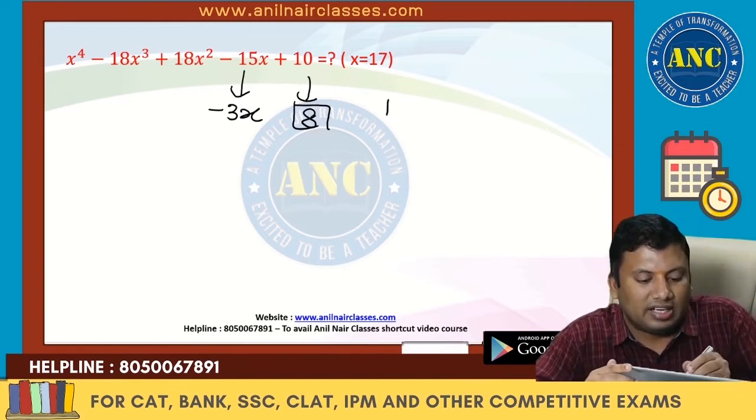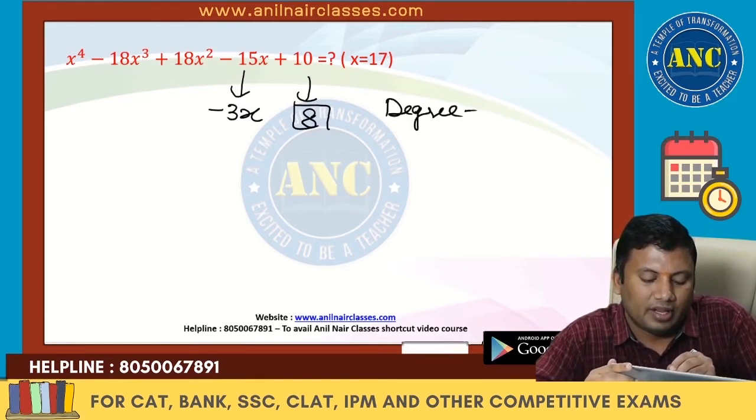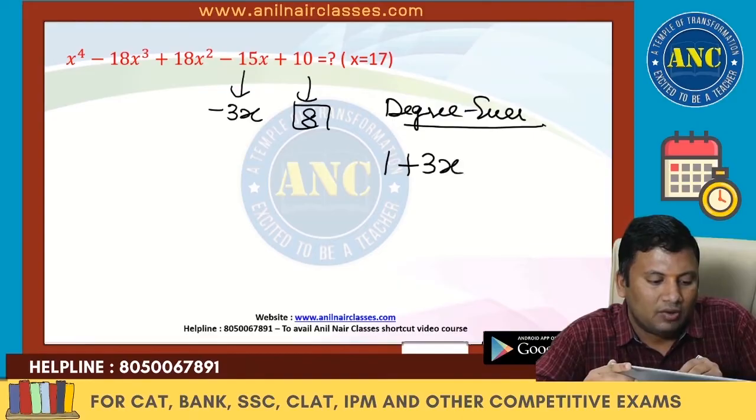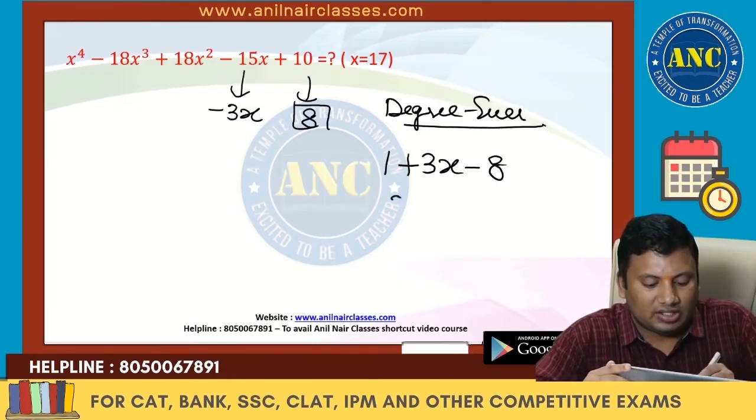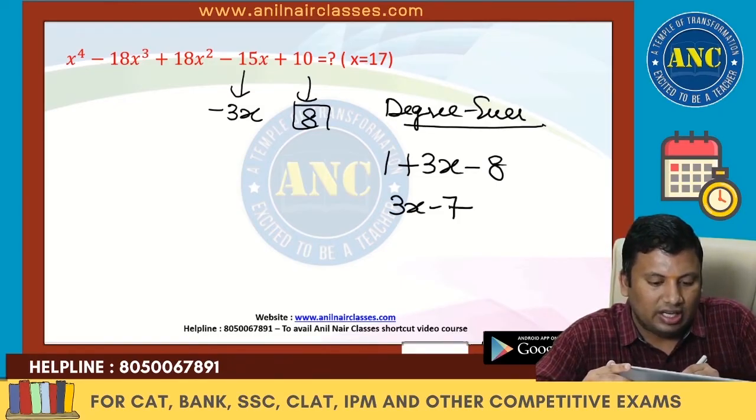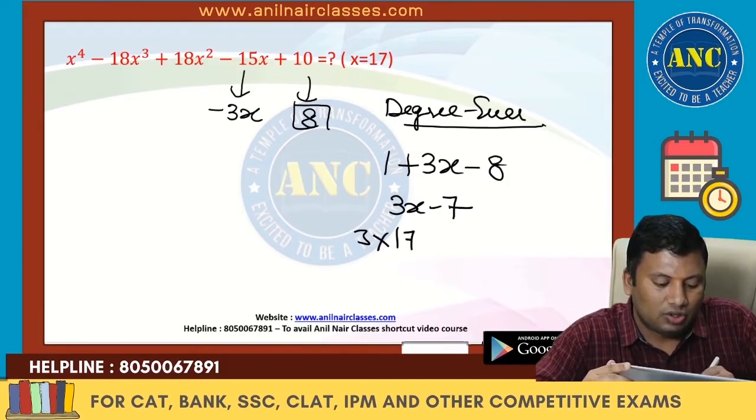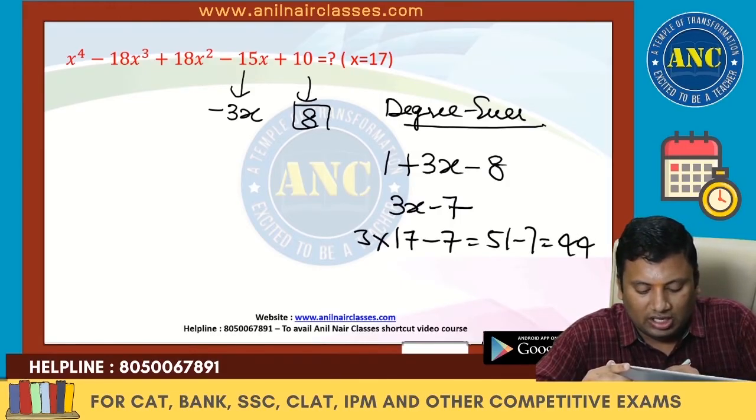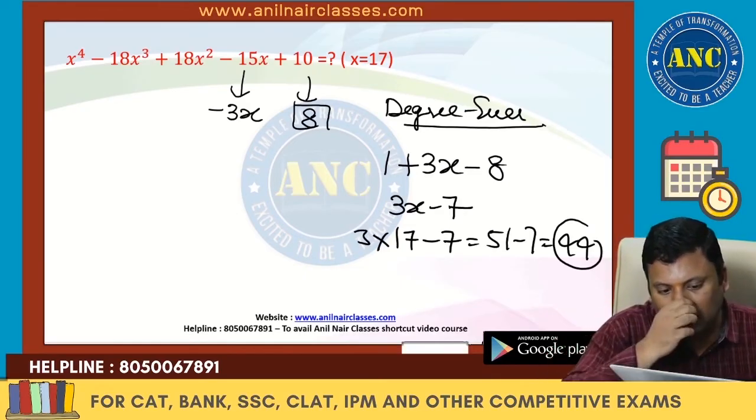Because the degree is even, the answer is nothing but 1. 1 plus 3x minus 8. So it is 3x minus 7. 3 into 17 minus 7. 51 minus 7, which is 44. Which is nothing but 44.